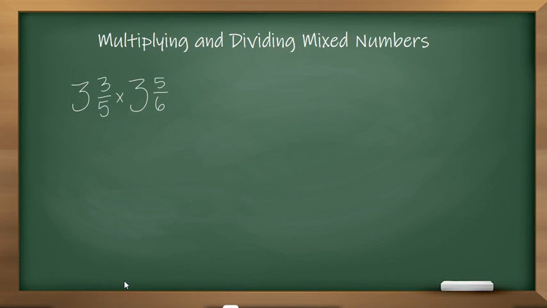So if I'm looking at the first one, I have 3 3/5. The 3 is telling me I have 3 wholes, and the denominator, the 5, is telling me that each of those wholes is cut into 5 pieces. So if I have 3 wholes and they're all cut into 5 pieces, I end up with 15. So I have 15 pieces just from my whole numbers, and I've got 3 extra pieces. So 15 plus 3 gives me 18 pieces of 5, so 18/5.